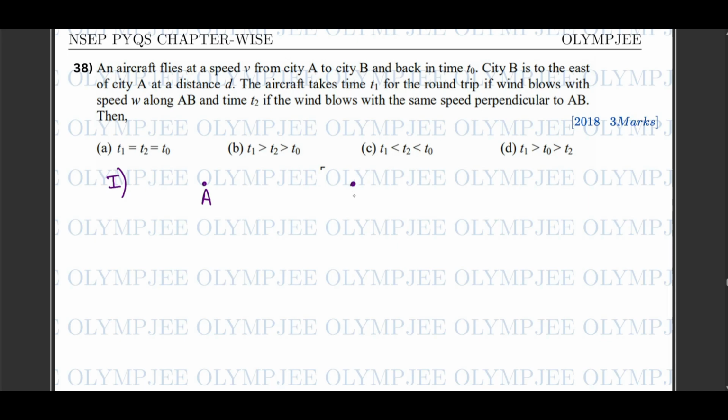A and B have distance d between them, and the plane has speed v. So if no wind is blowing, then the time will be 2d, the to and back distance, by v. Now second case says that a wind is blowing in the direction from A to B.